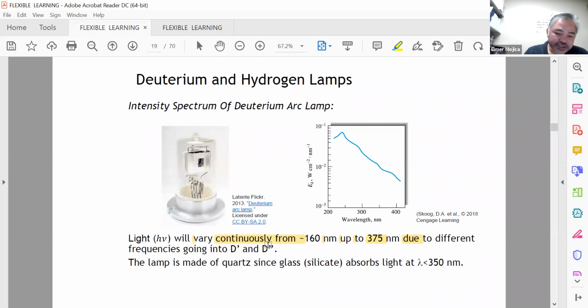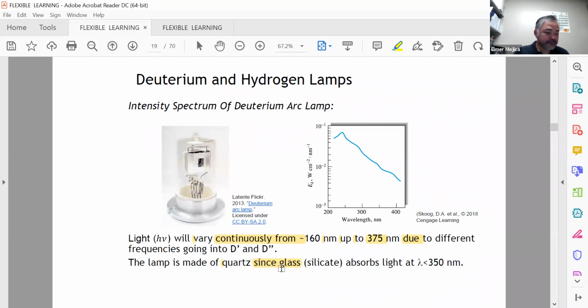And if you're going to look at the lamp, it's made up of quartz, since glass absorbs light at more than 350 nanometers. And I think this is also related to the cuvettes that you're going to use, the material that you use. Why glass cannot be used for UV analysis.